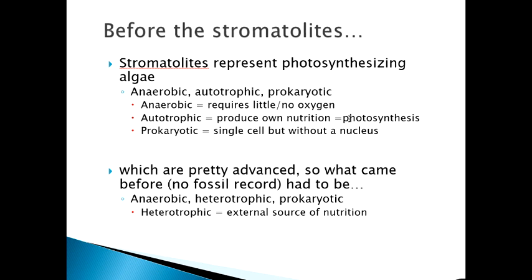But autotrophic is pretty advanced. Photosynthesis is a complex process. So we have to imagine some earlier life form that was anaerobic, heterotrophic, and prokaryotic. Now, heterotrophic, well, we're heterotrophic. Heterotrophic means eating something else, or an external source of nutrition.